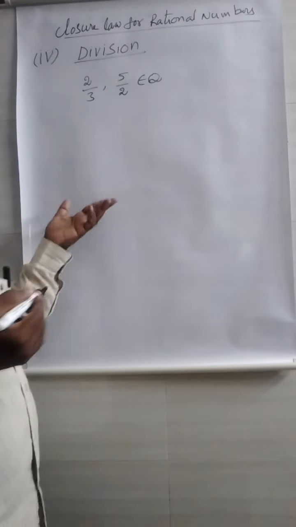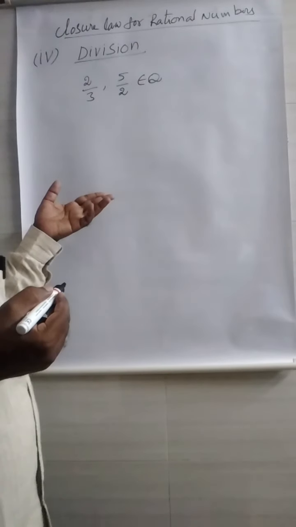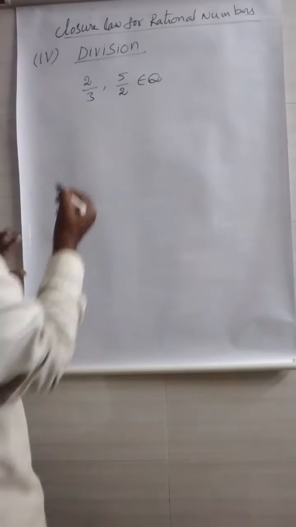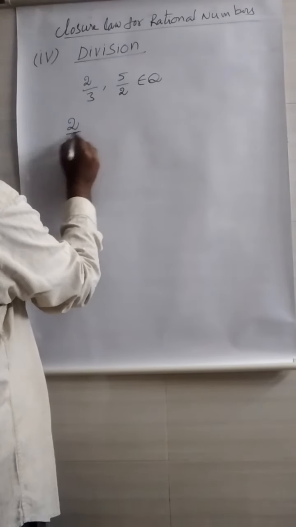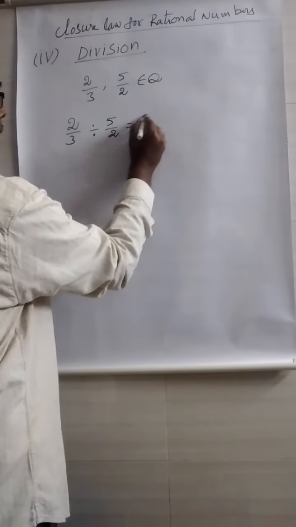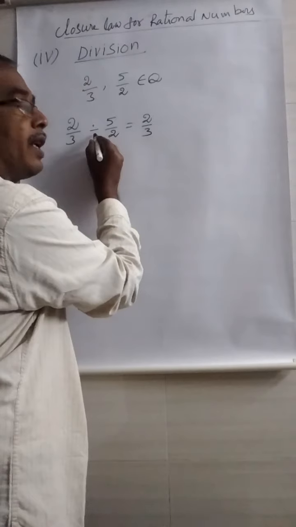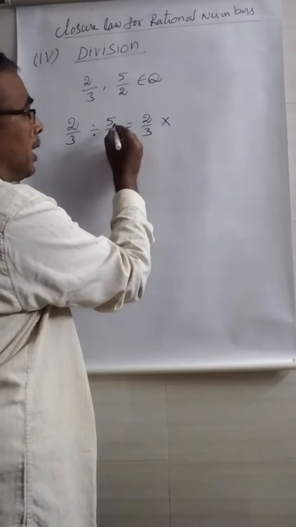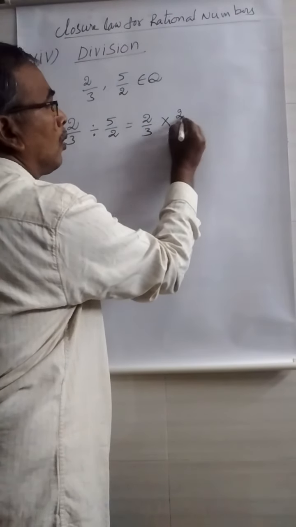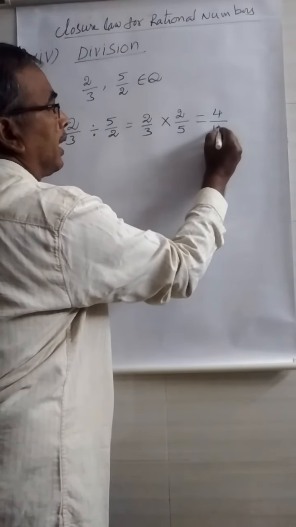Now we identify in division: you take any two rational numbers and divide them, then you observe what we get. Do we get a rational number or not? We check it. 2 by 3 divided by 5 by 2. We write the first one as usual. On behalf of the divided-by symbol, you write the multiplication symbol and you write the reciprocal of the second rational number. That means 5 by 2 becomes 2 by 5. Then what do you get? 2 2s are 4, 3 5s are 15.